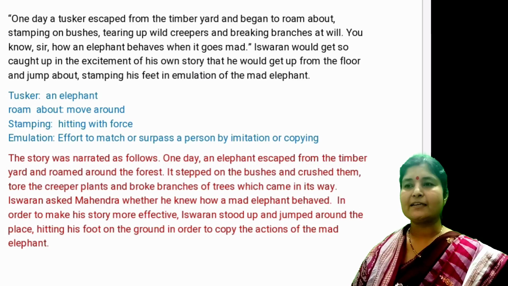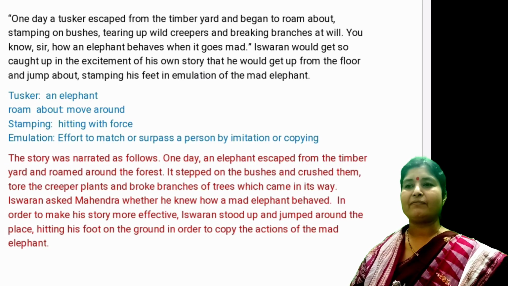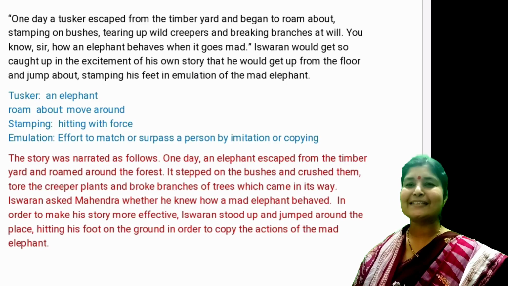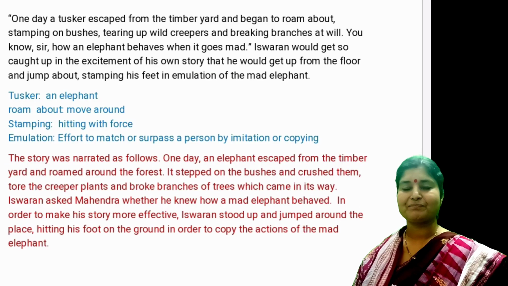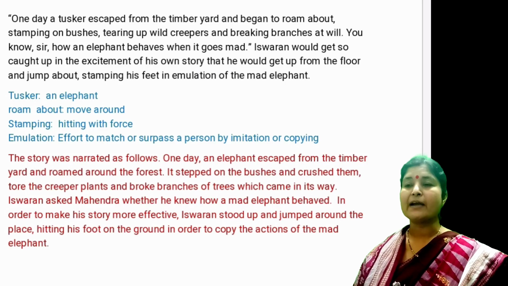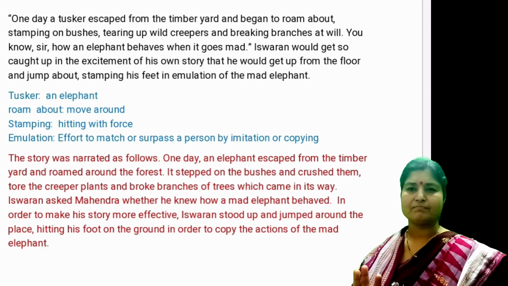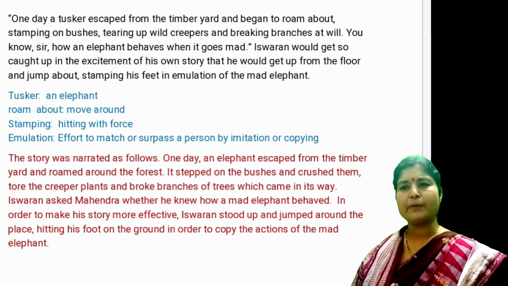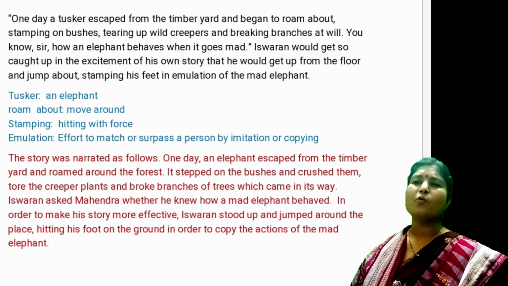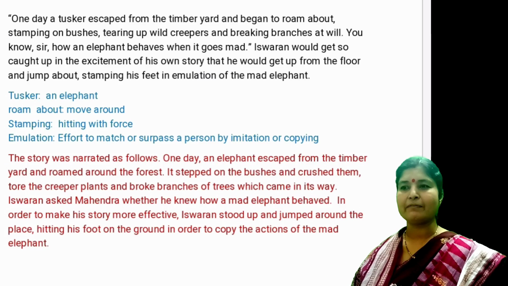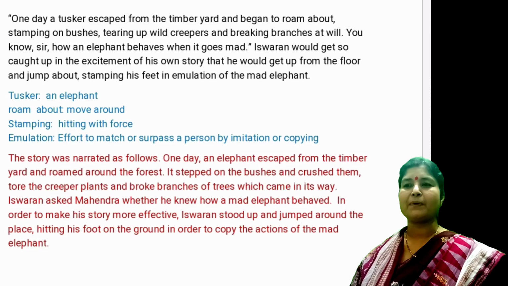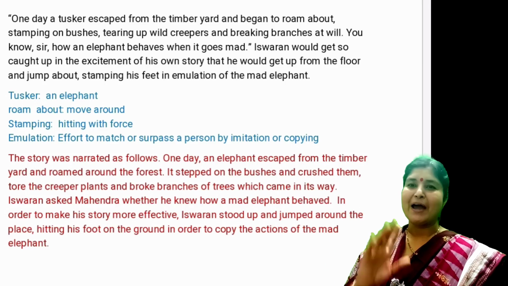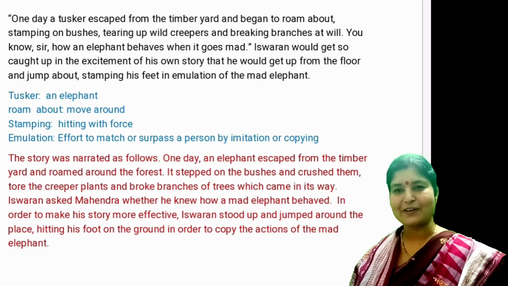So the story was narrated as follows. One day an elephant escaped from the timber yard and roamed around the forest. It stepped on the bushes and crushed them, tore the creeper plants and broke branches of trees which came in its way. Then Iswaran asked Mahendra whether he knew how a mad elephant behaved. In order to make his story more effective, Iswaran stood up and jumped around the place, hitting his foot on the ground in order to copy the action of the mad elephant. Okay, so let us go to your next paragraph.